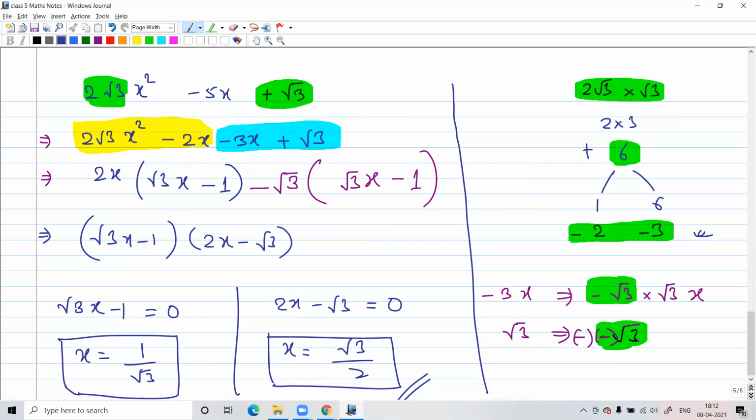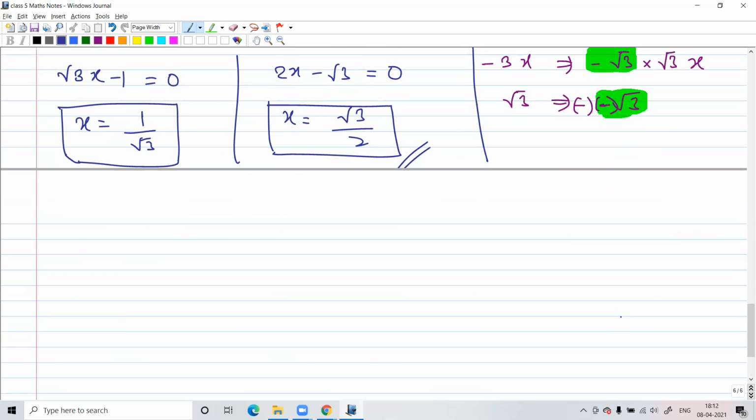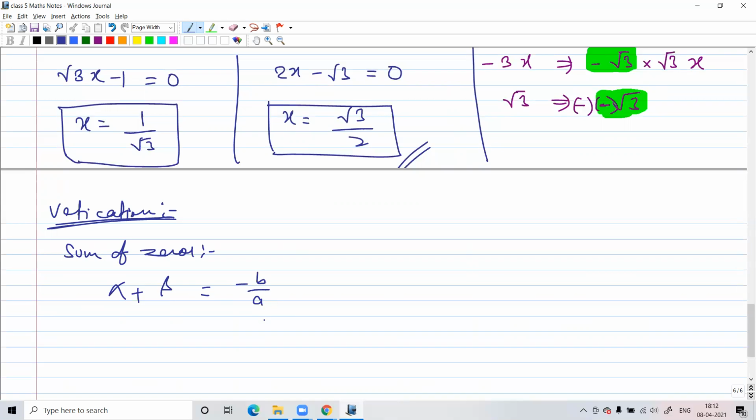Sir, while verifying the zeros, how to do the verification? Yes, I'll complete that also. Sum of the zeros. Let's do that. So now let's do the verification. So let's do this sum of zeros. What should it be? Alpha plus beta is equal to minus b by a. So before verification, write your alpha and beta. What is alpha? Let's write it as 1 by root 3. And my beta I'm going to write is root 3 by 2. And what is A, B, C? Tell me guys, what is A, what is B and C?